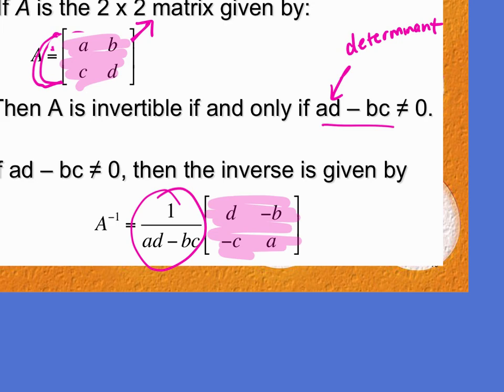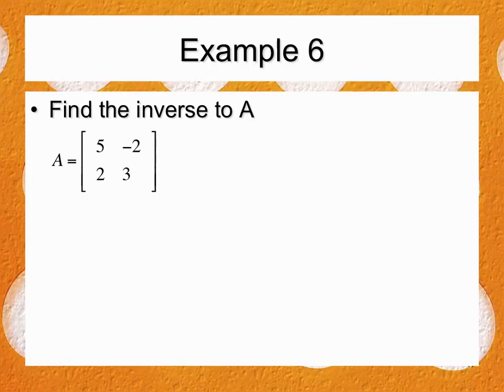1001. So I switch the A and the D, literally move their positions. I negate or change the sign on the B and the C, and then I multiply in 1 over the determinant, or 1 over the swish, 1 over the Jesus fish, whatever you want to call it.